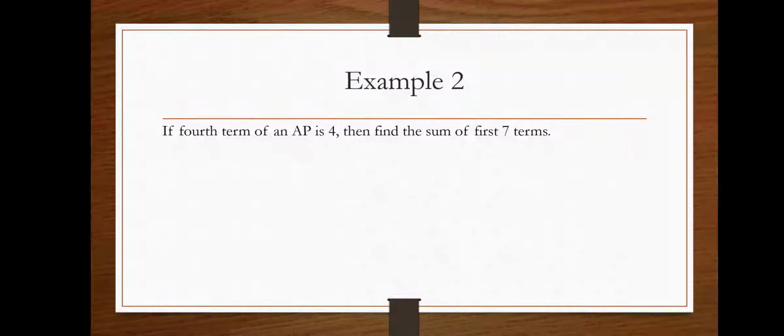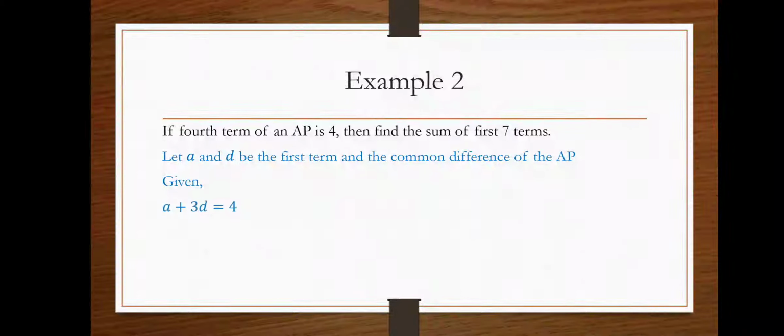Number 2. If the fourth term of an AP is 4, then find the sum of the first 7 terms. Now the fourth term of an AP is basically a plus 3d, and that is given to be 4. So let that be an equation. Let us keep it. Now let us understand what S7 is.